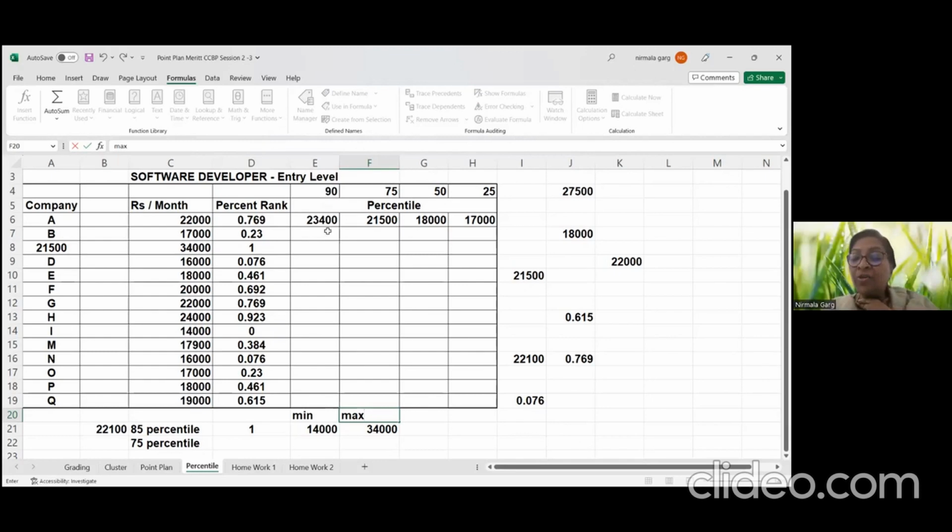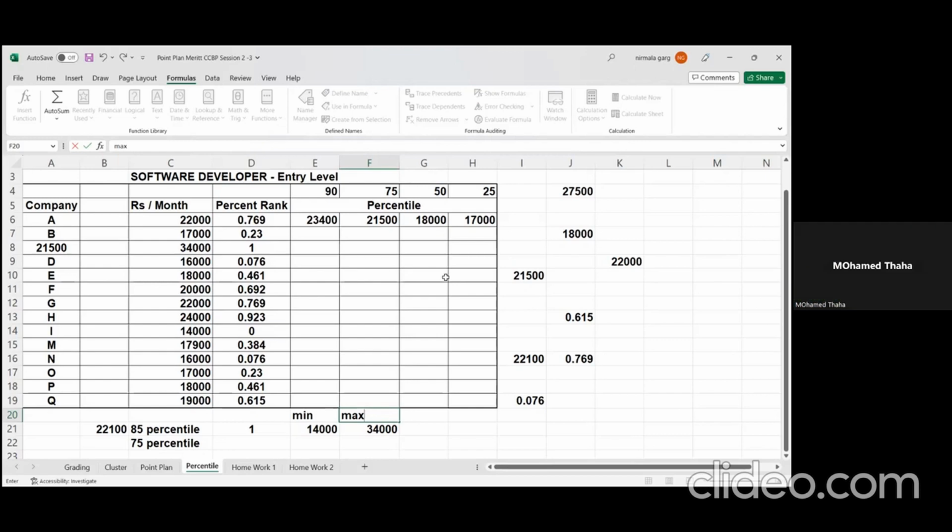If you use the 90th percentile, it is 23,400. So when you are comparing data, can you look at this data and then say, hey, how much I want to give? No, only when you translate that into percentiles or percent rank, you would know where you want to position yourself in relation to the market. Am I with you, guys?